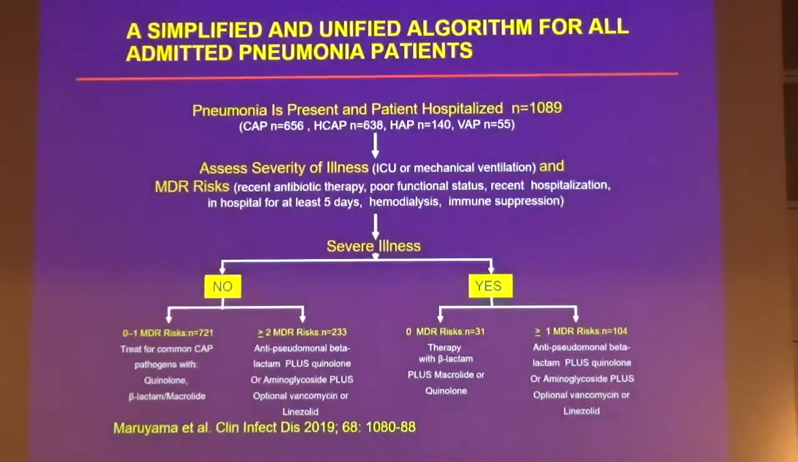And the algorithm is shown more specifically here. We define whether pneumonia is present. Again, we look at severity of illness, and we look at the risk factors in this algorithm: recent antibiotic therapy, poor functional status, recent hospitalization, being in the hospital for at least 5 days, hemodialysis and immune suppression. And again, if there was non-severe illness or severe illness with no risk factors, or non-severe illness with one risk factor, groups 1 and 3 generally got treated like community-acquired pneumonia.